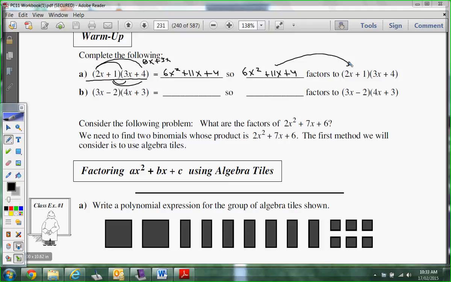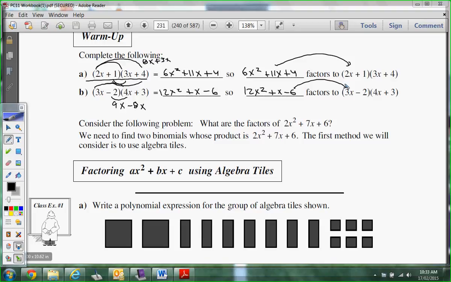Okay, same thing for B. I'm just going through these quickly because I feel like you guys are probably not very challenged with this. So 3x times 4x is 12x squared. 3x times 3 is a 9x. Negative 2 times 4x is a negative 8x. 9 minus 8 is 1. Negative 2 times 3 is negative 6. So then 12x squared plus x minus 6 factors to that. And again, that's what we're doing today. Okay, we're factoring those uglier ones, okay, to different binomials.